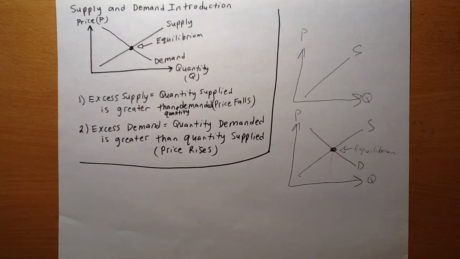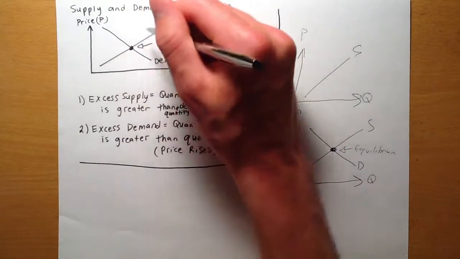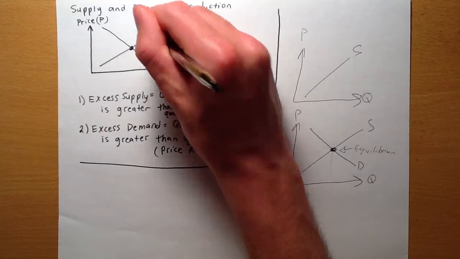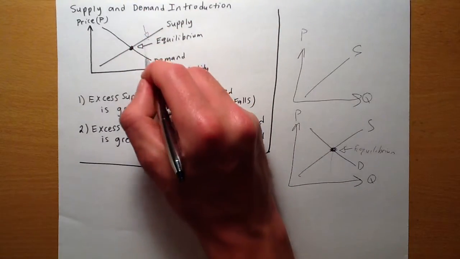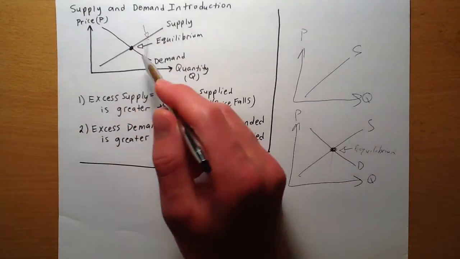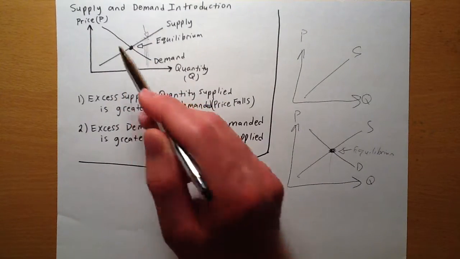Now there are two little extra terms we need to talk about before we go on to the next session. And that is excess supply. That is when we have too much supply. So when quantity supplied is greater than the quantity demanded, price is going to fall. So if we're at this point right here, the quantity is more than we demand, it's going to shift down until we reach equilibrium.